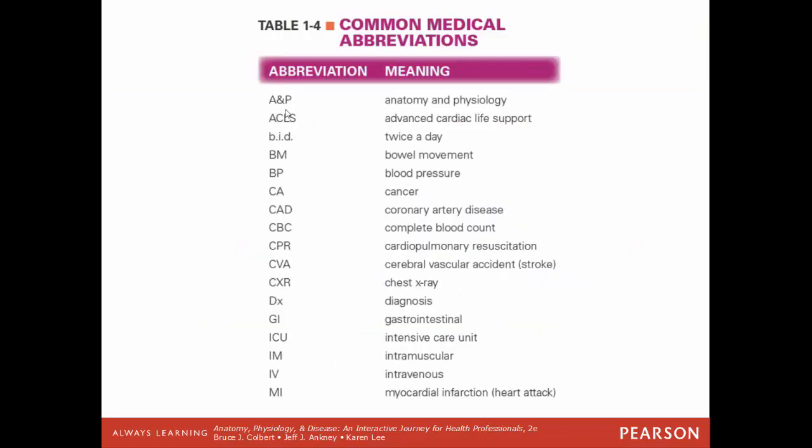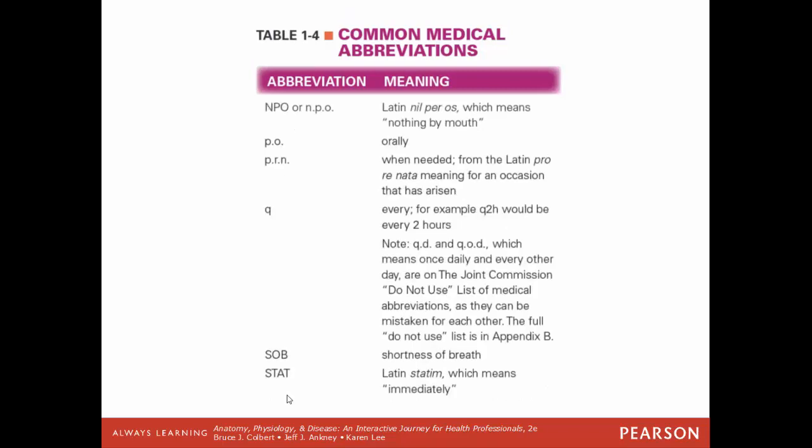One we've already talked about, A&P, anatomy and physiology. Some things that you would see on an actual prescription order or a prescription bottle: BID, twice a day. BP, blood pressure. CXR, a chest x-ray. DX, diagnosis, and so on. ICU, intensive care unit. IV actually means intravenous. MI, heart attack or myocardial infarction. Some other common ones: if you've ever had a major surgery, you're usually NPO the last 24 hours before the procedure. NPO means nothing by mouth. PO, orally or by mouth. PRN, as needed, usually for pain medication.